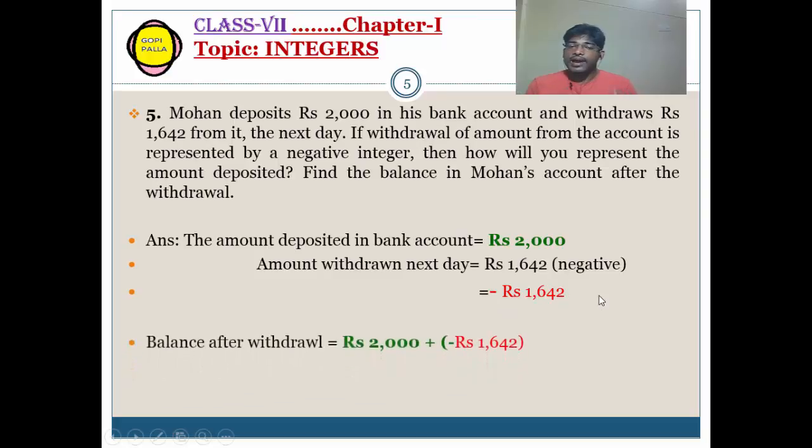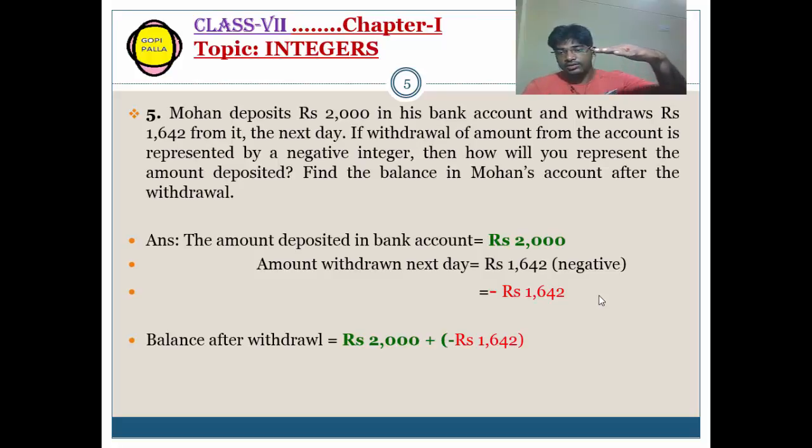So the balance after withdrawal: initially you have 2000 rupees and you have withdrawn 1642. So the positive one is plus sign, the other is minus sign. I have already told you, if one is plus and one is minus, we have to subtract it and keep the sign of the highest integer for the resultant subtraction. So here 2000, here minus 1642. The subtraction is 358 and the sign of 2000 is plus, so plus 358. So after withdrawal, there is an amount of 358 in the bank account.